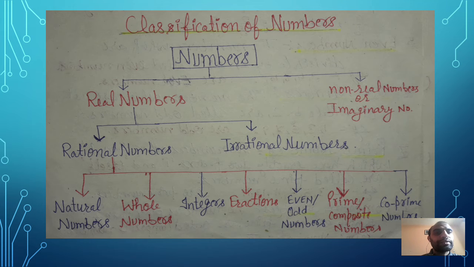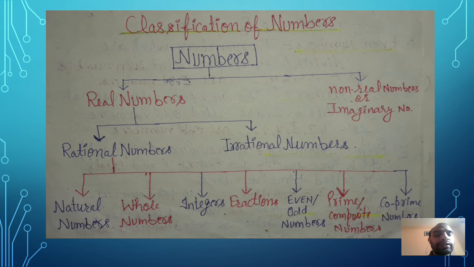So first of all, we started with the number system. What is the definition of a number? Then digit. After that, numbers are categorized into two categories: real numbers and non-real or imaginary numbers. Then real numbers are divided into rational numbers and irrational numbers. In class 9th we are dealing with the real numbers. So here we have rational and irrational numbers.